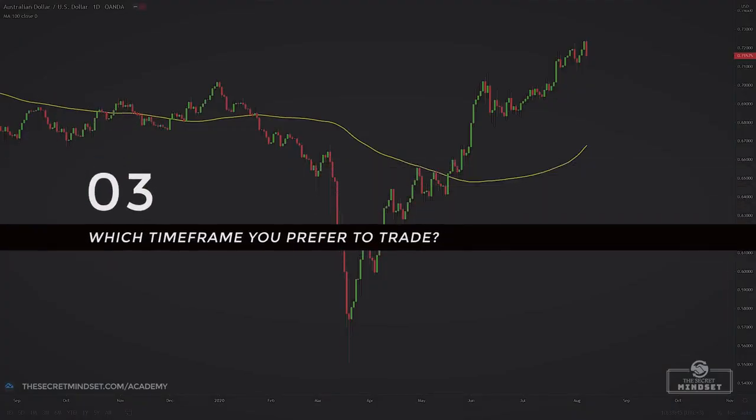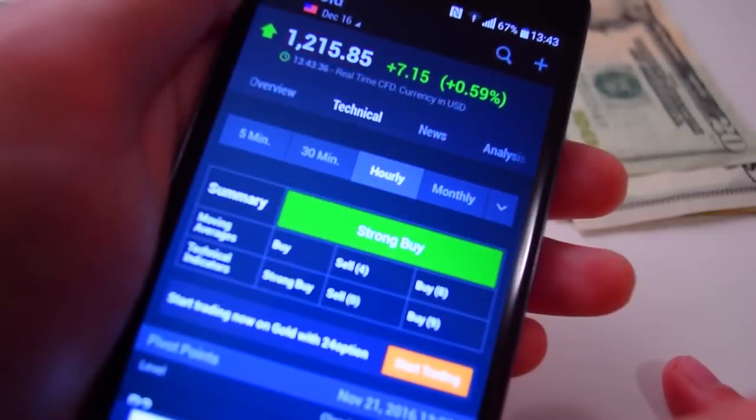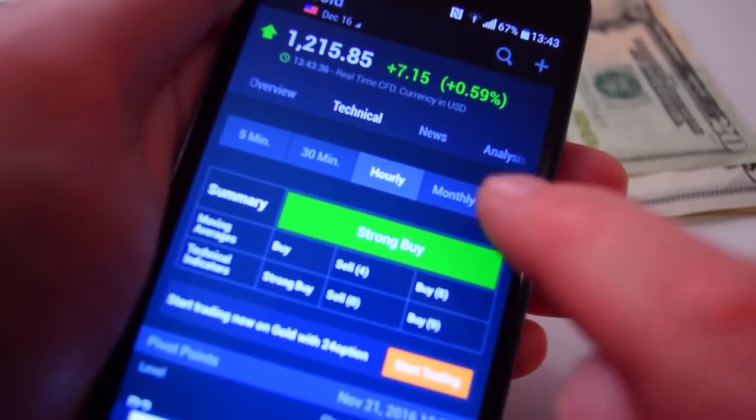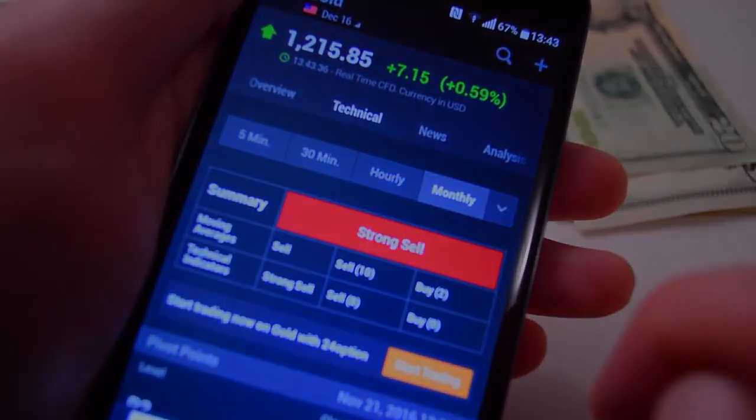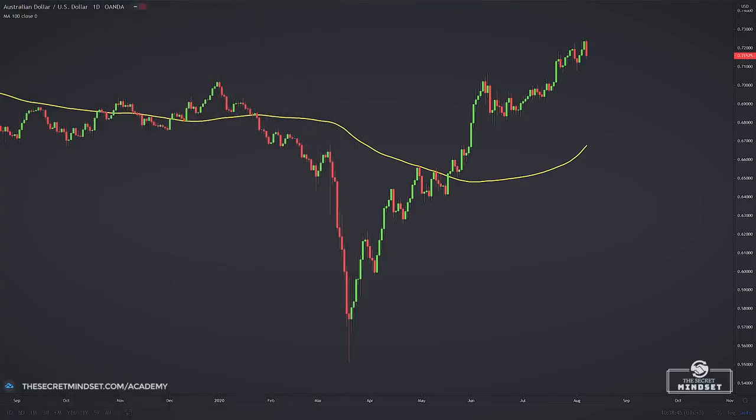Third question: which time frame do you prefer to trade? Choosing your market is important, just as important as choosing your time frame. There are three questions to answer when considering the time frame you are willing to trade. First, what type of person are you? Your trading personality will go a long way to determine the time frame that you feel comfortable trading.